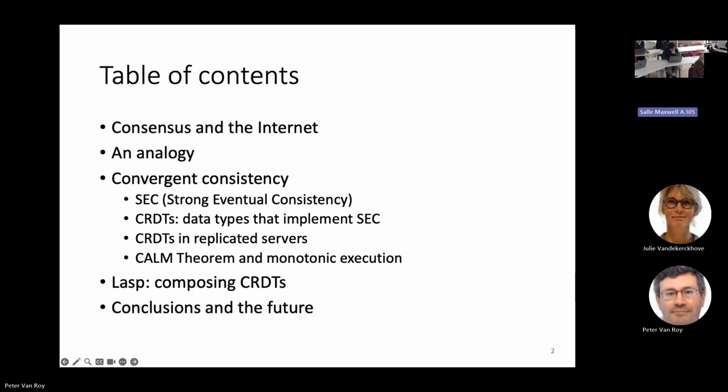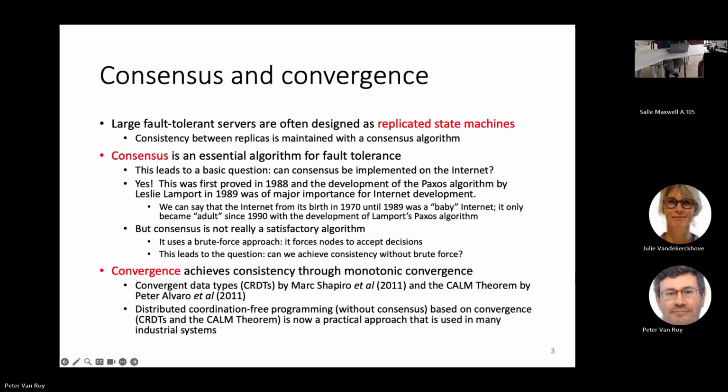This was defined by Mark Shapiro. And there are data types that implement this form of consistency without consensus. And there's also a theorem. I'm going to present 5 theorems during this talk, okay? It's not just practice. And we have scaled it up to 1,000 nodes. So it's both theory and practice. And what I did in the whole business is composing CRDTs, so the Lasp work. So a little bit of context.